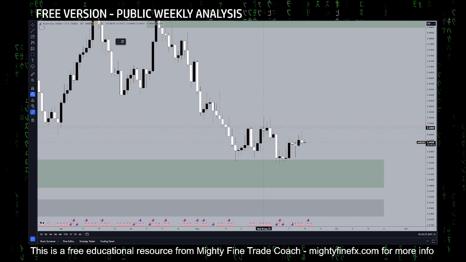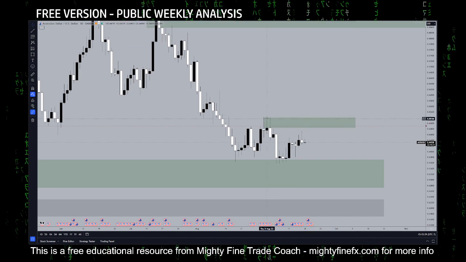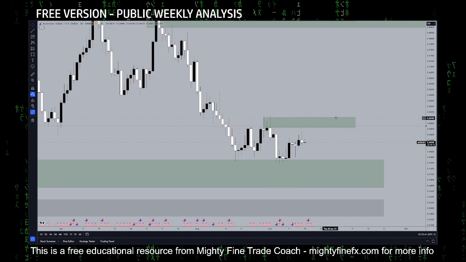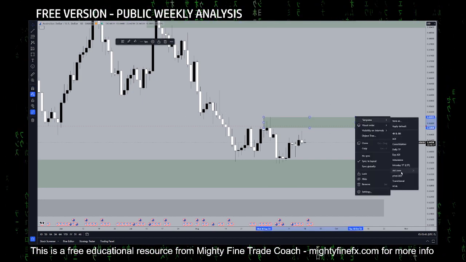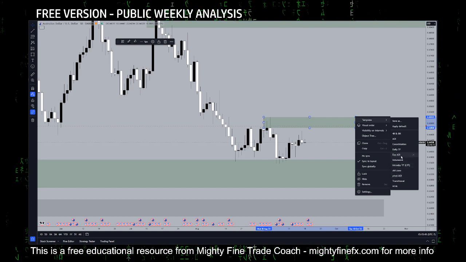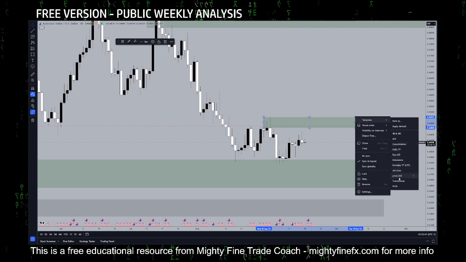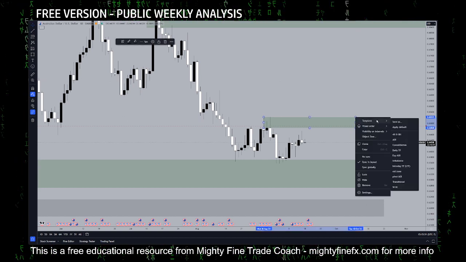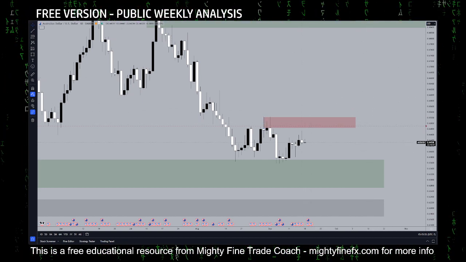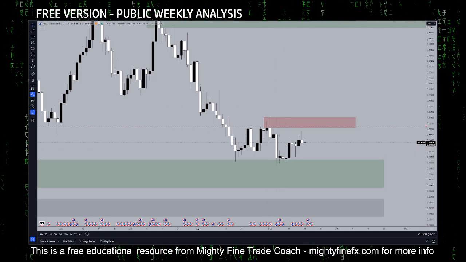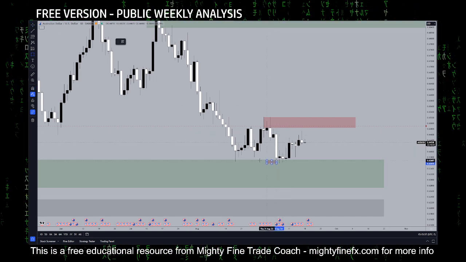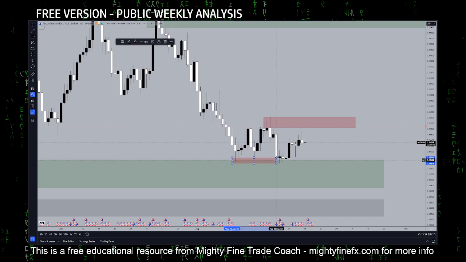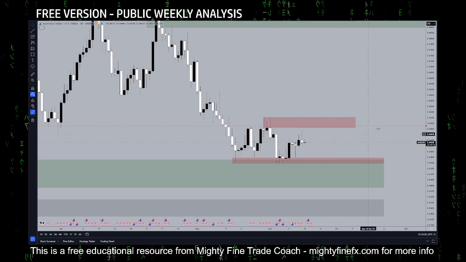So this is, in my opinion, just a free educational tidbit for you. Not necessarily a pair that I want to focus on right now because it's range bound. It's not super fun and it could go any which way. So, keep that in mind. You're sort of in a range from about here, roughly right there, to right here.